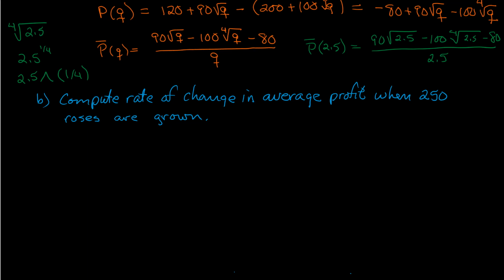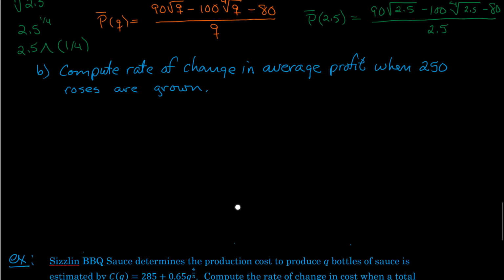All right. Next question says, okay, we've got our average profit. Our average profit is that function right there. And we're asked to compute the rate of change. Now, rate of change means a derivative because a rate of change is looking at how y is changing as x, or in this case, q, changes. So in order to get the rate of change, I'm going to need to take the average profit function, compute its derivative. Uh-oh.